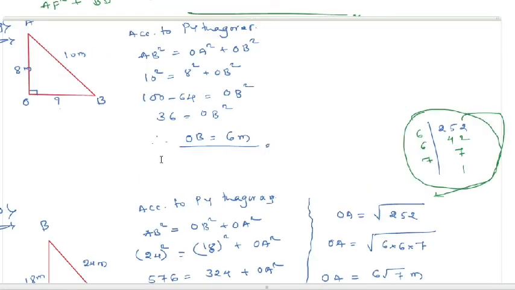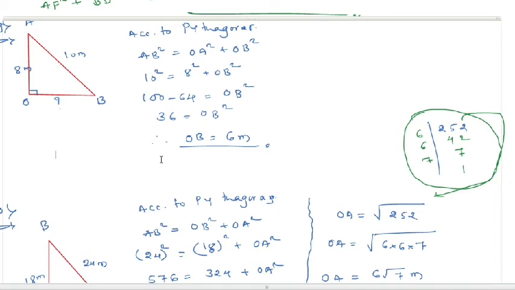Now, problem number 9. A ladder 10 meter long reaches a window 8 meter above the ground. 8 meter above the ground means AO is equal to 8 meter. Then find the distance of the foot of the ladder from the base of the wall. So, OB is asked. According to Pythagoras theorem, we can write AB square is equal to OA square plus OB square.